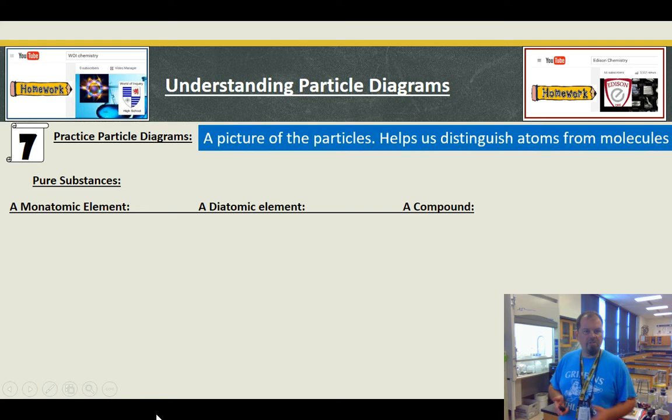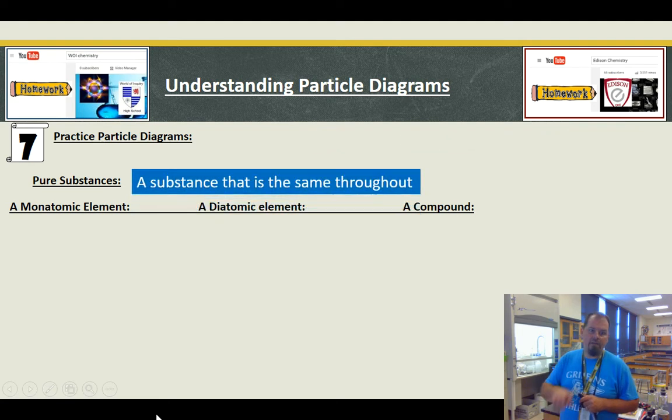Okay, particle diagrams in general are the picture of the particles and help us distinguish atoms from molecules. They also will help us look at phase. So first, talking about pure substance. A pure substance, by definition, is the same thing all the way throughout. So I can have a pure compound. A glass of water is a great example. Water is H2O. We all know that. H2, 2 H's, O, 1 oxygen. H2O is what you commonly refer to as water. And you can have a glass of pure water. There's nothing in it. Every compound, H2O, its neighbor compound is H2O. So it's pure. Same all the way throughout.